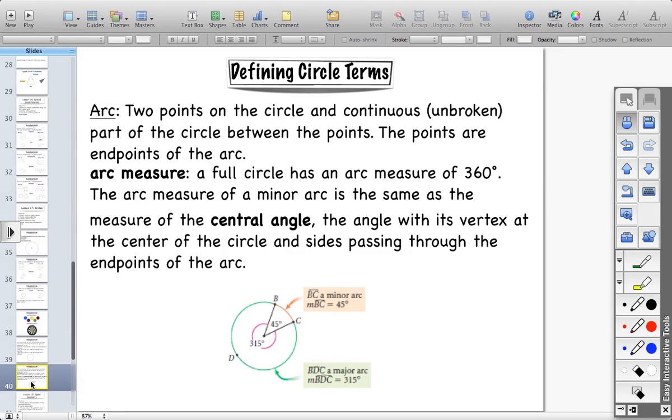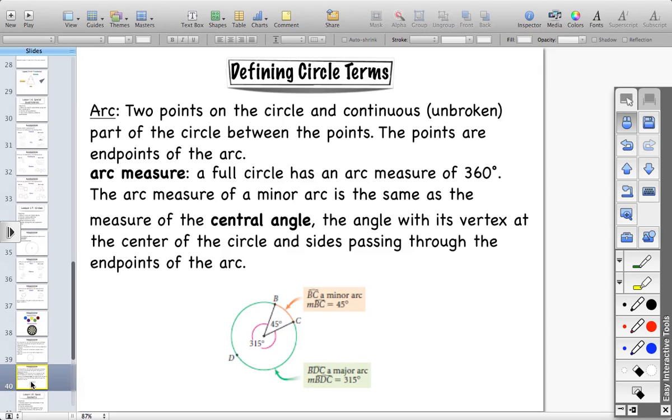All right, so taking a look a little bit more in detail at our circles. Again, an arc is 2 points on the circle and the continuous part of the circle between the points. The points are the endpoints of the arc. We've already talked about that. Now the arc measure, so if I have a whole circle, a full circle, that's 360 degrees. I think most of us know that. The arc measure is going to be the same as the central angle.